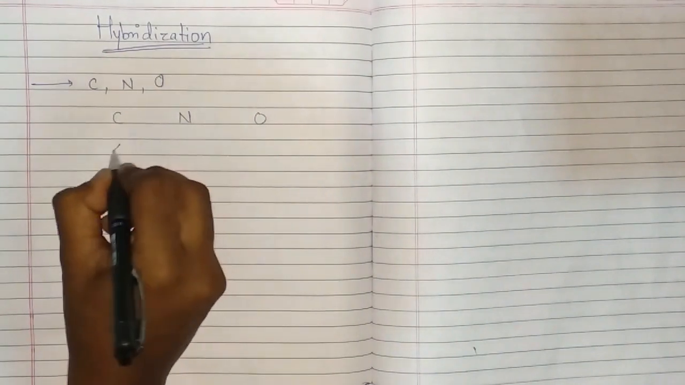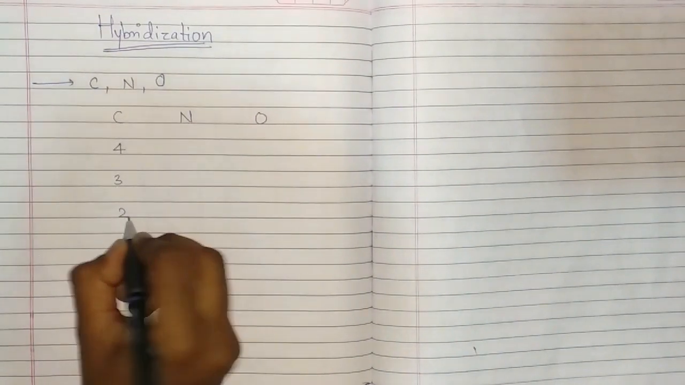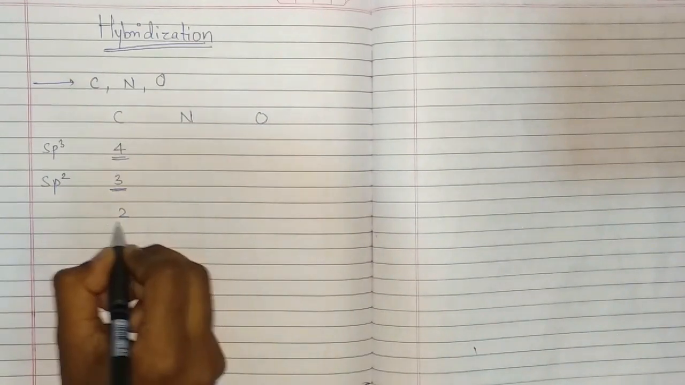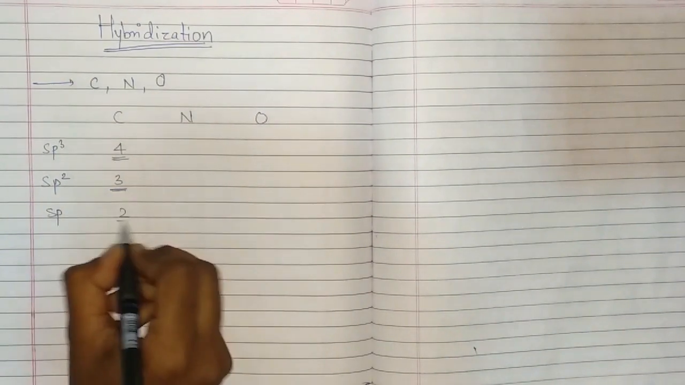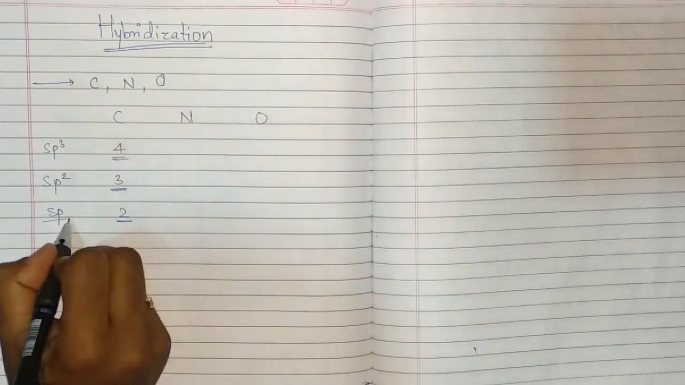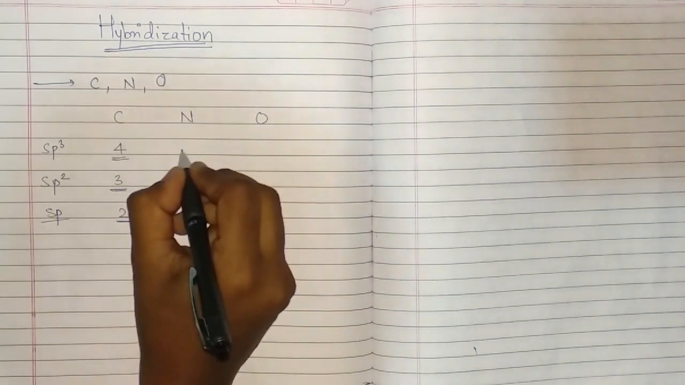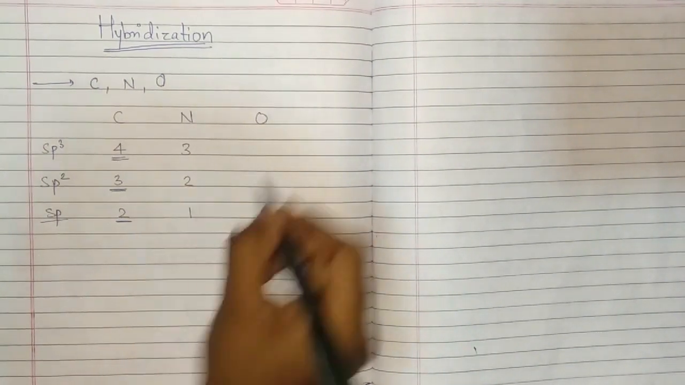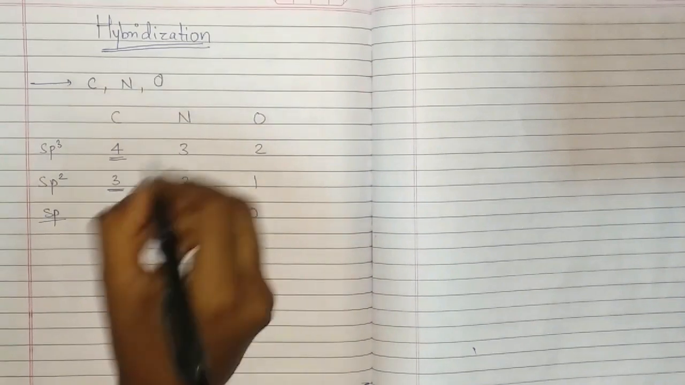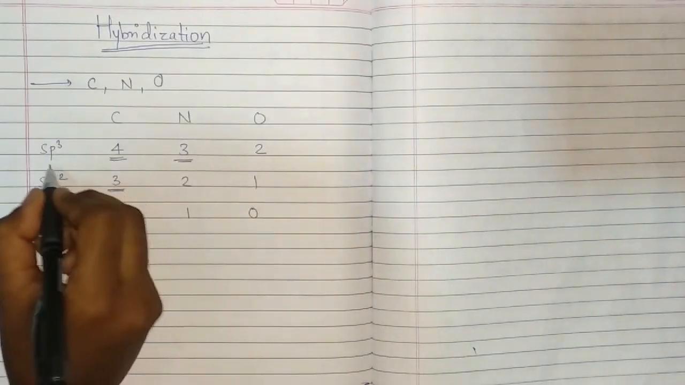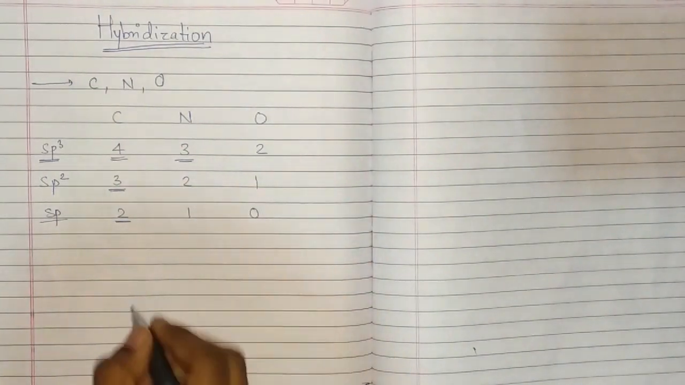So if the carbon contains 4 sigma bond, then the hybridization is sp3. If the carbon contains 3 sigma bond, then the hybridization is sp2. And if the carbon contains 2 sigma bond, then the hybridization is sp. And of nitrogen, if the nitrogen contains 3 sigma bond, then the hybridization is sp3, same like others.